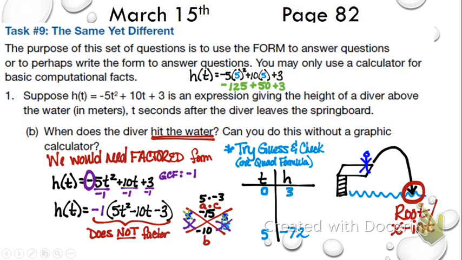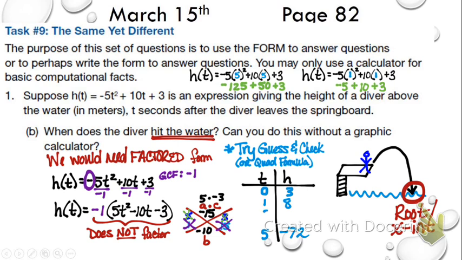1. Sounds good. So we're going to do the exact same thing that we did before, but we're going to put a 1 in everywhere that we saw a t. So I'm going to square the 1. That gives me what? 1. 1 times negative 5. So I have negative 5 plus 10 plus 3. We get 8. So he hasn't hit the water yet. What else should I try?